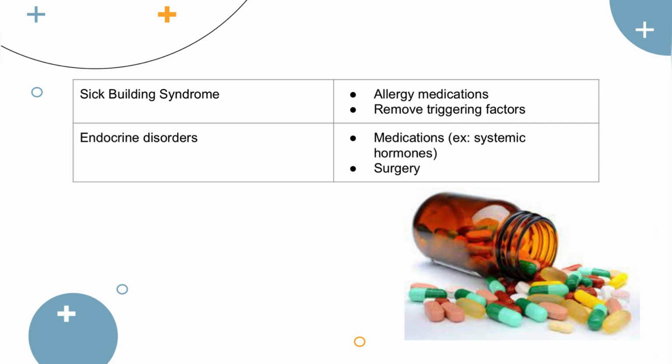Chemotherapy may also be used to treat patients with cancer of an endocrine gland, and also surgery. Surgery is used in some cases, such as with cancerous and non-cancerous tumors on an endocrine gland. Surgery and/or radiation therapy may be necessary to treat endocrine disorders.